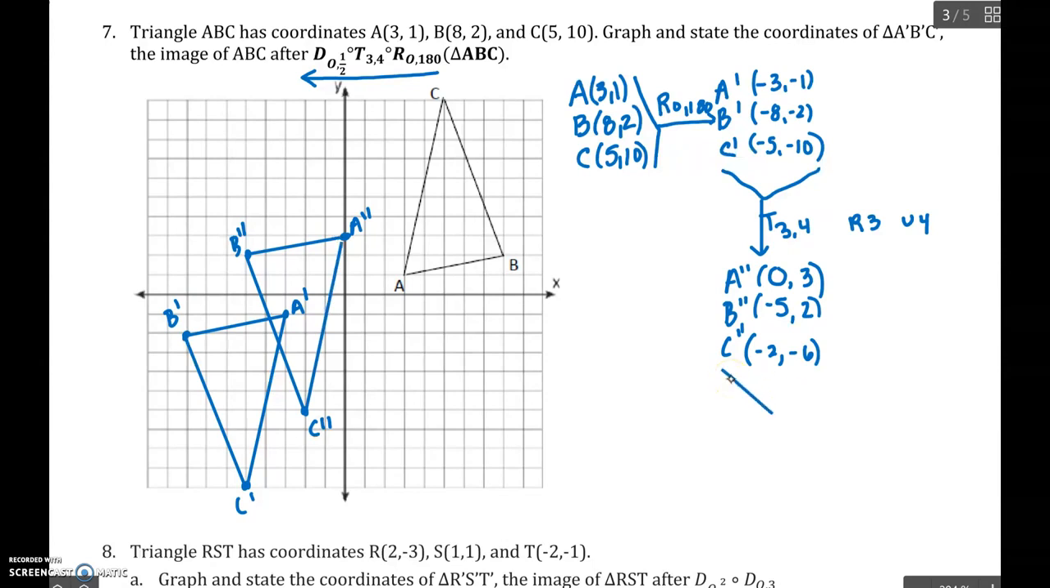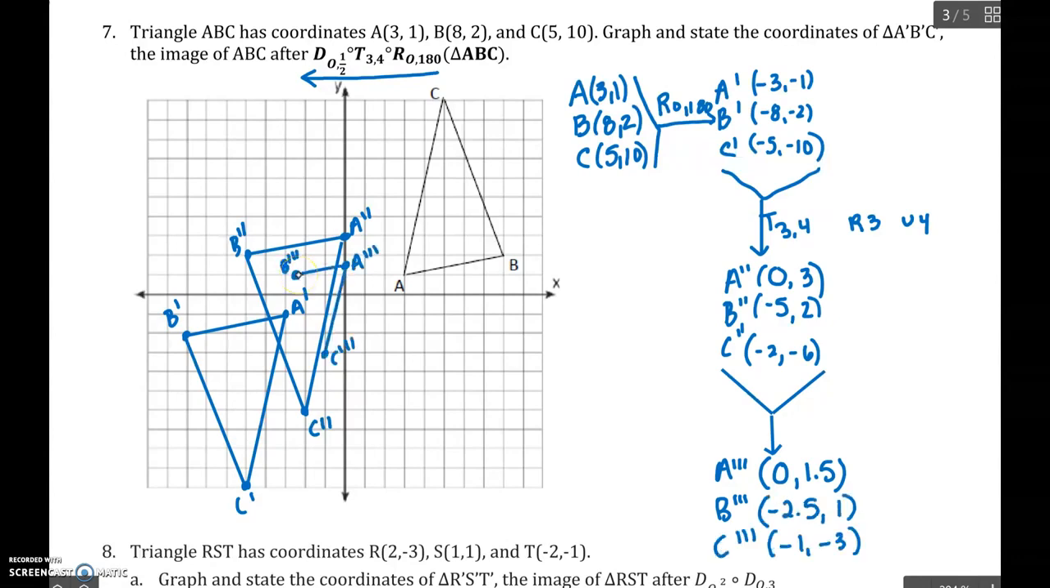The final thing that we are going to do is the dilation of 1/2. So what we can do, because it's centered at the origin, is just multiply each part of the coordinates by 1/2 to get each one. So 0 times 1/2 is 0, 3 times 1/2 is 1.5, etc., multiplying them all by 1/2. And you would get this triangle.